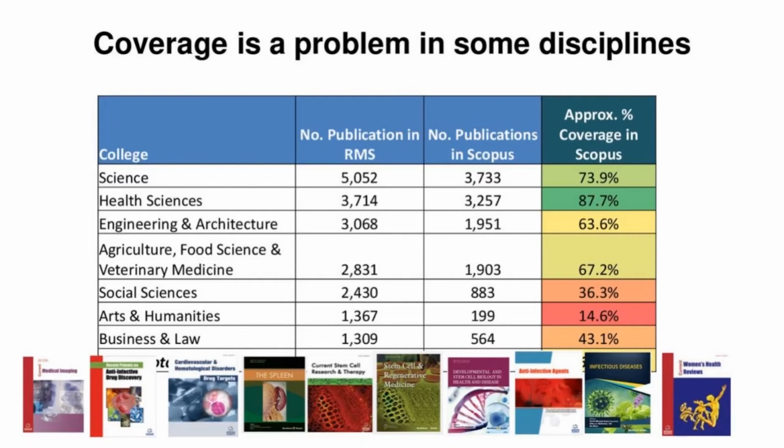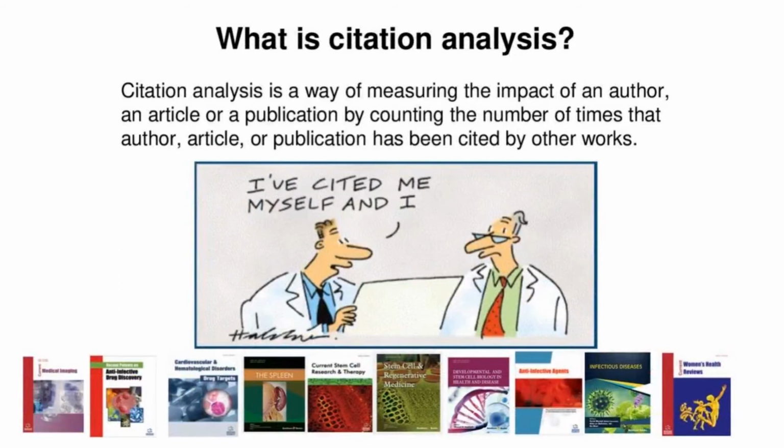74% of publications in science, health science, agriculture, food science, and veterinary medicine are covered in Scopus. But you can see why somebody working in the arts and humanities may be less happy about using an H-index to assess themselves as a researcher. Be aware that coverage is a problem in some disciplines.